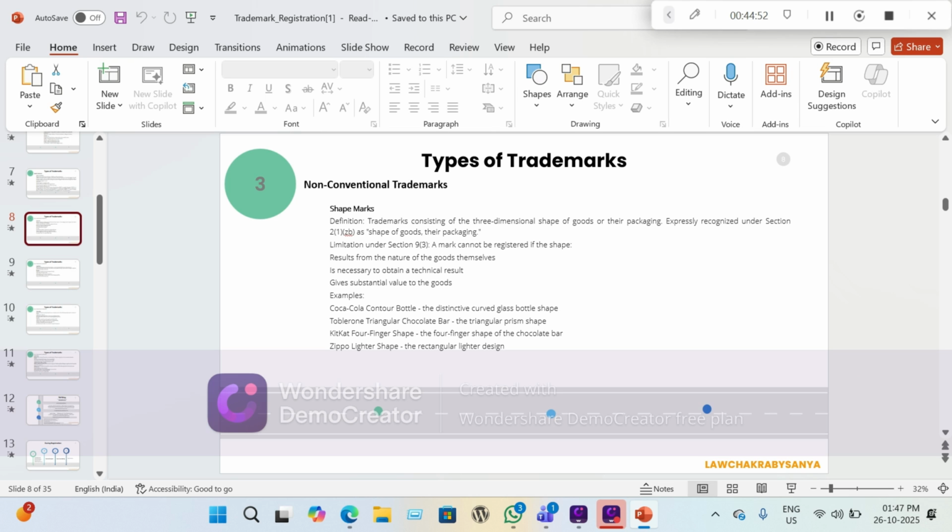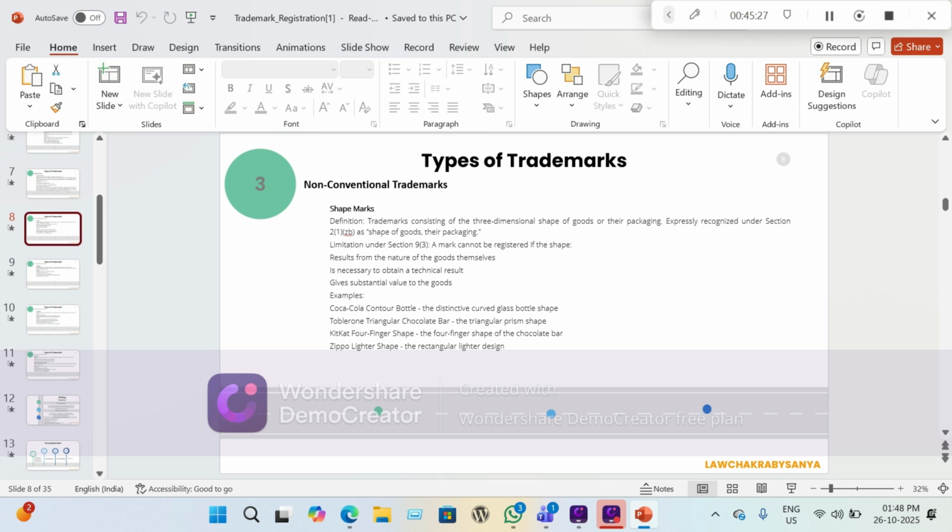Now, trademarks that consist of three-dimensional shape of goods or their packaging are expressly recognized under Section 21ZB, and there are certain limitations under Section 9, subsection 3 of the Trademarks Act. A mark cannot be registered if the shape results from the nature of the goods themselves or is necessary to obtain a technical result or give substantial value to the goods.